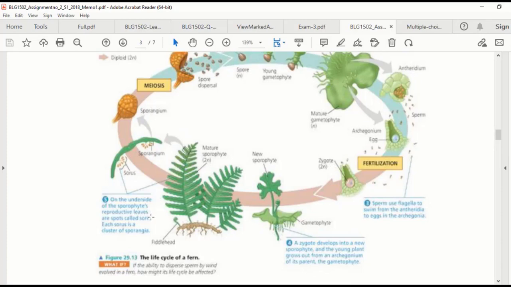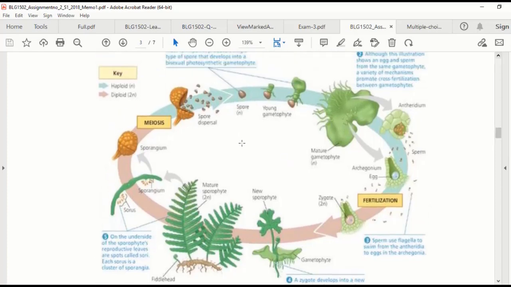And then number 5, you will find that on the underside of the sporophyte, the reproductive leaves have spots called sori. Each sorus is a cluster of sporangia, where there's a sorus, sporangia, and sporangium, which are produced via meiosis, and then there's spore dispersal. When there's spore dispersal, the whole cycle resurfaces again.